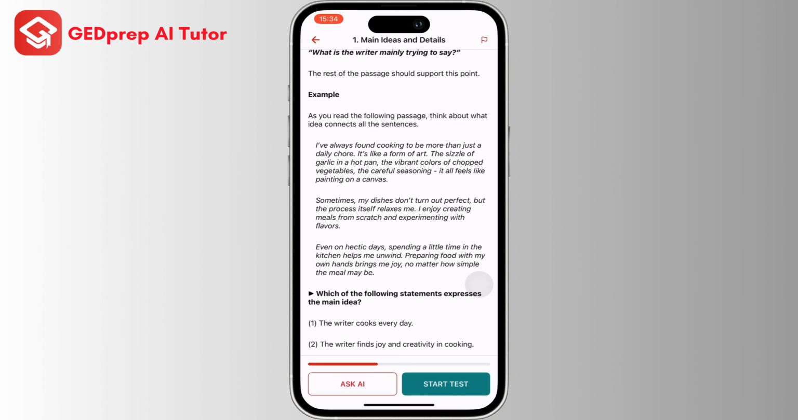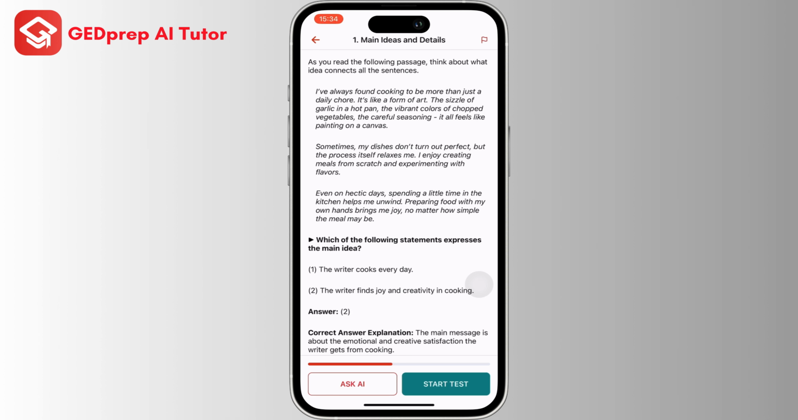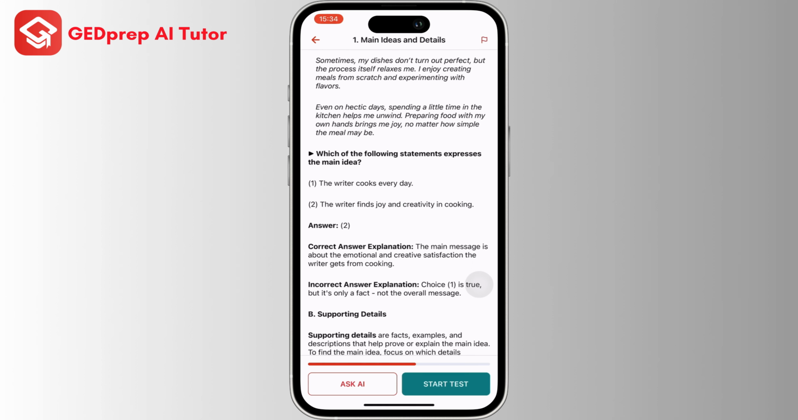Now here's the question. Which of the following statements expresses the main idea? 1. The writer cooks every day. 2. The writer finds joy and creativity in cooking. Correct answer. Option 2. The writer finds joy and creativity in cooking. The whole passage talks about how cooking feels creative and brings joy. The writer compares cooking to painting, talks about relaxing through the process, and says it brings happiness. So, the overall message, the main idea, is about the emotional and creative satisfaction the writer gets from cooking.